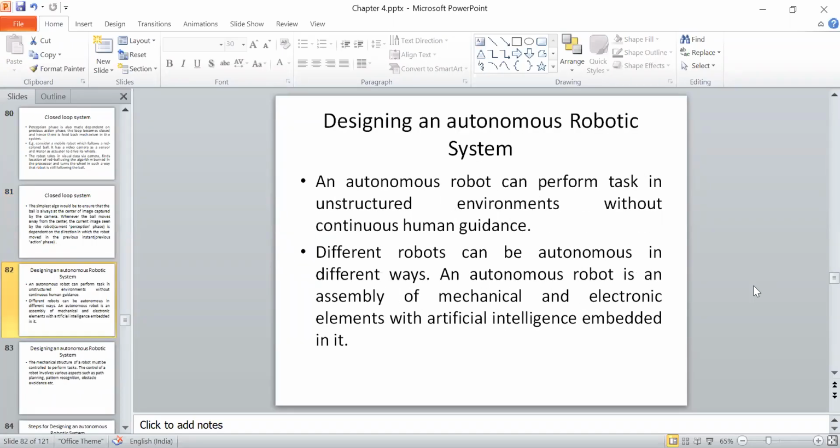Now let's talk about the designing of the autonomous robotic system. And as we have discussed, these kind of robots perform the task in an unstructured environment where the continuous human guidance is not there. Okay. So if you talk about a mobile robot made to find out the mines, तो अगर ऐसे रोबोट की हम बात करेंगे, तो इसमें आप क्या देखोगे? दे हैव द मैकेनिकल पार्ट, the hardware part of that particular robot. They have some electronic elements with the AI embedded in it.